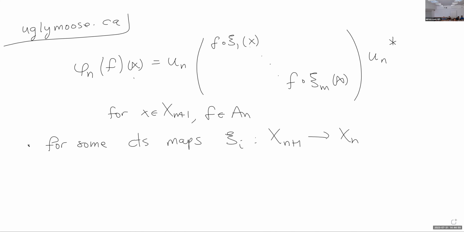So typically, this is what the connecting maps look like. Block diagonal, modulo some conjugation by a unitary. So F has values in M_k.